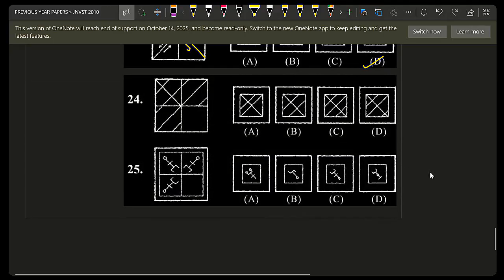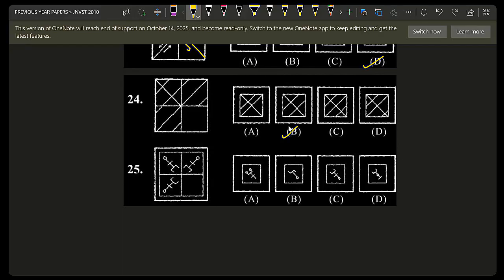24 and 25, let us take. So 24, as we can see, the opposite side figures are symmetrically placed. So these two must be symmetrically placed, and if you place this symmetrically, this line will come, and this is going to be there, and this is going to be there like this. So it's going to be option B, matches the figure, option B.